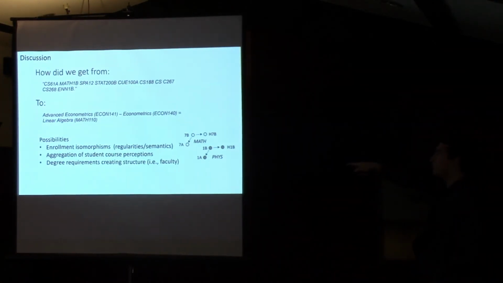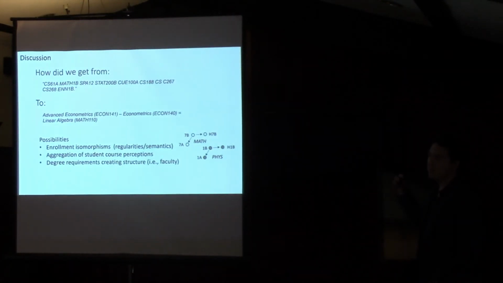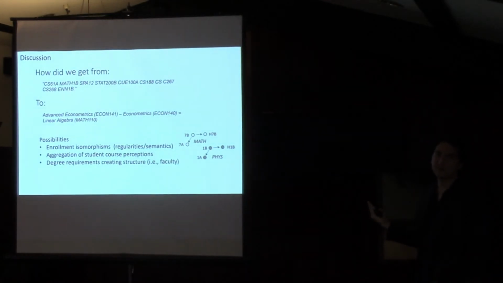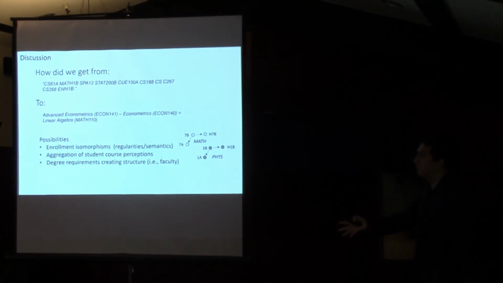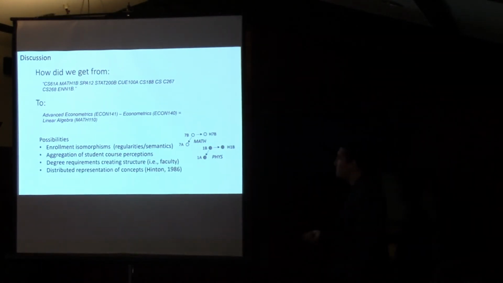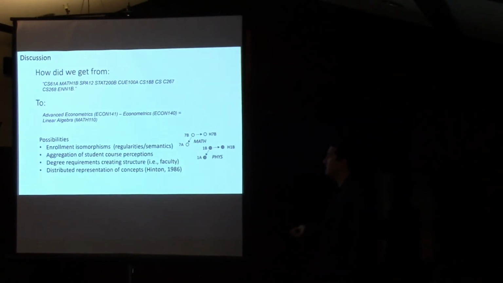It could also be degree requirements creating part of the structure. Sometimes students take courses, they don't have a rationale for why they're taking it other than they're told they have to. So that degree structure is sort of the faculty's representation of courses maybe also being inserted into this. And then lastly, distributed representation of concepts. Hinton called it in 1986.